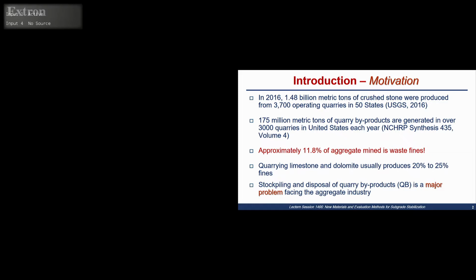It's estimated that in 2013 around 175 million metric tons of quarry byproduct, or QB, was generated each year in the United States. So if we look at the numbers in ballpark, around 12% of aggregate mined is actually waste or quarry byproduct material. And some types of aggregates can have higher percentages than others in terms of the fines they produce from quarrying operations, such as limestone and dolomite, for example. They usually produce from 20 to 25% fines during the crushing stage.